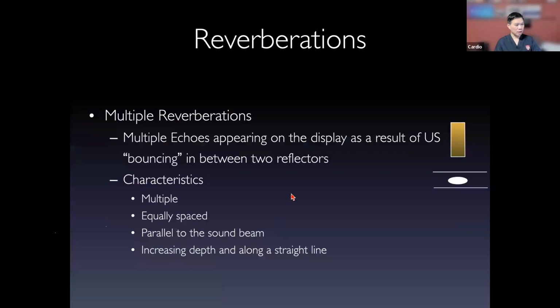There are reverberation artifacts, which are multiple echoes appearing on the display as a result of ultrasound bouncing between two reflectors. Sometimes they're in parallel, sometimes they are not. The characteristic is that there are multiple of them, often equally spaced and parallel to the sound beam, along the sound beam. One way to imagine this artifact is when you walk into an elevator that has mirrors, so you can fix yourself up before your meeting. But when you have two mirrors, you have an infinite number of heads going along in your image.